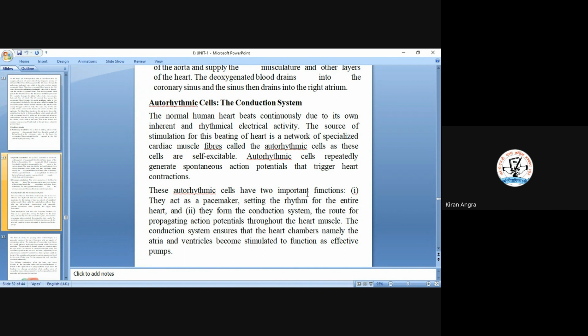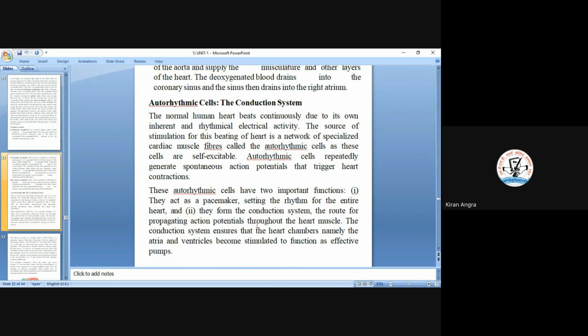These cells present in the heart, which create the rhythmic electric activity, have two important functions. They act as a pacemaker. Pacemaker means they set the rhythm of the whole heart. You hear the lub-dub sound, and this is the pace setting of the rhythm of the heart. Second, they form the conduction system, the route for propagating this action potential throughout the heart muscles.